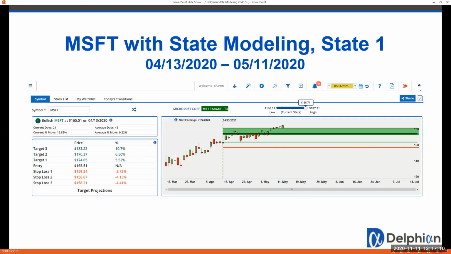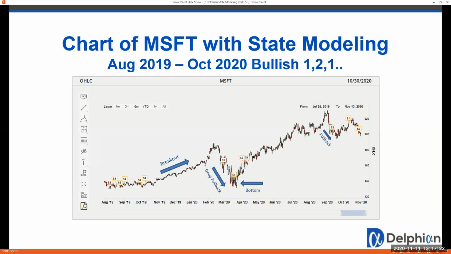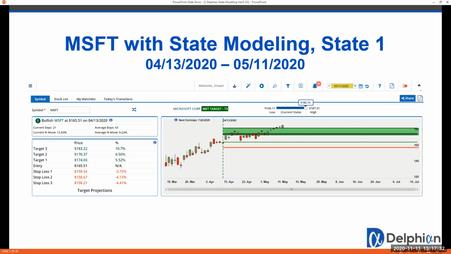Here is just a sample of what state modeling looks like within the actual platform. This is, again, Microsoft with state modeling, state 1. I used the 4/13/2020 date because you can see on this chart, basically right after the bottom, state 4, state 3, state 1. I pulled the state 1 for that particular state 1 example there.